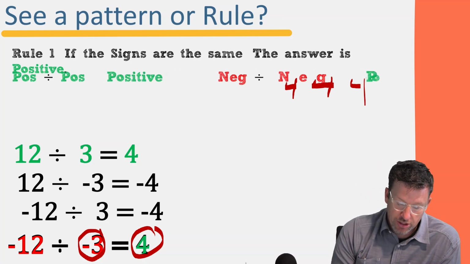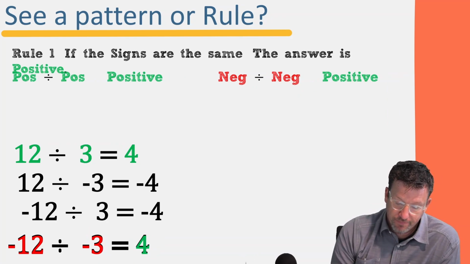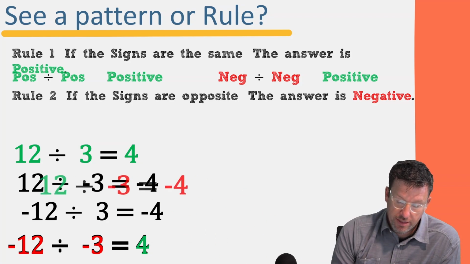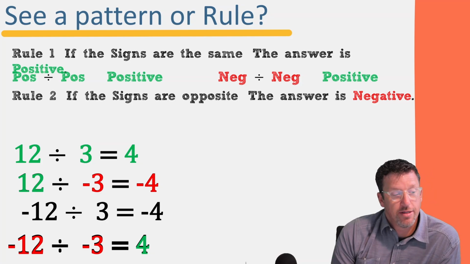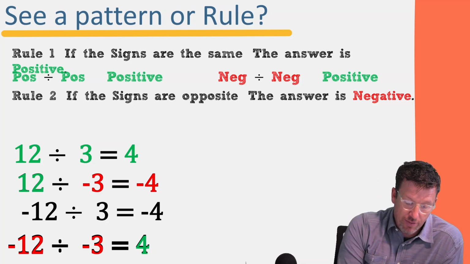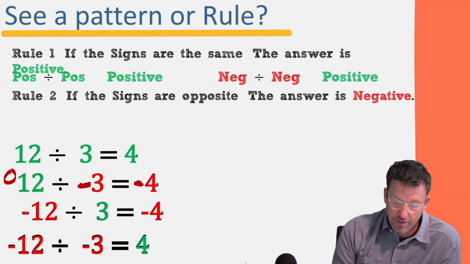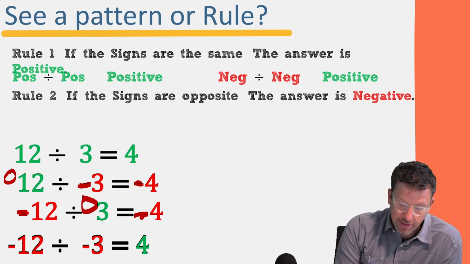And if the signs are different, then the answer is going to be negative. Okay, so if we look at this one, say 12 divided by -3, or 12 split into the opposite value of 3. So the signs are opposite. We have a positive sign over here because you can't see it, and we have a negative sign here. That means the answer is negative. The same thing with the other way around. If we have a negative here and a positive here, it's going to be a negative.